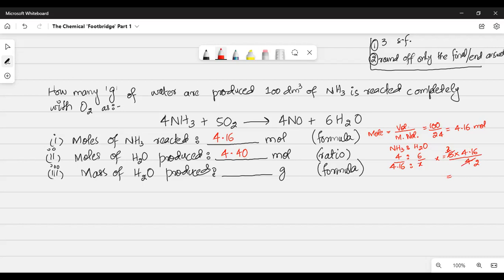No, sir, I made a mistake. I guess it's 1.5 multiplied by 4.16, and the answer is going to be 6 point something, 6.24. I don't have the calculator with me, that's why I'm not exactly able to get the decimal points right, but I guess the answer is 6.24. All right, great. So it's not 4.40, it's actually 6.24 moles of water.